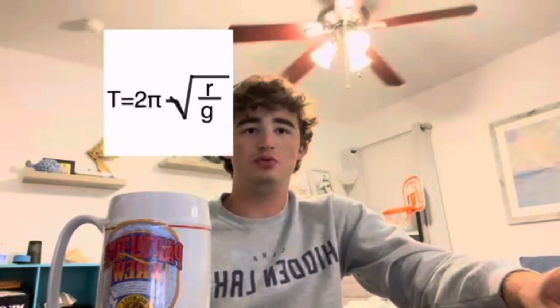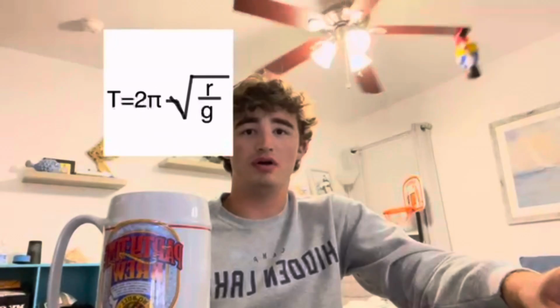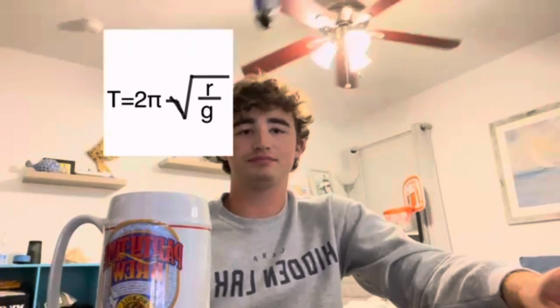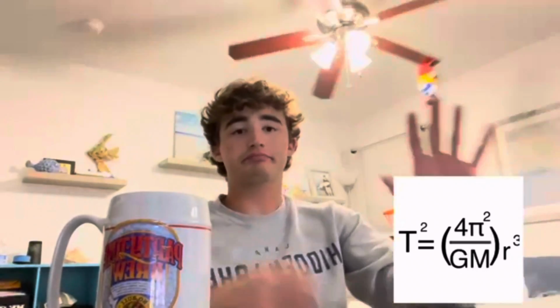To find the period of something in orbit, you would use the equation T equals 2 pi times the square root of R over G. The period and radius are related using the equation T squared equals 4 pi squared over capital G, capital M, all times R cubed. Alright, orbital motion done.